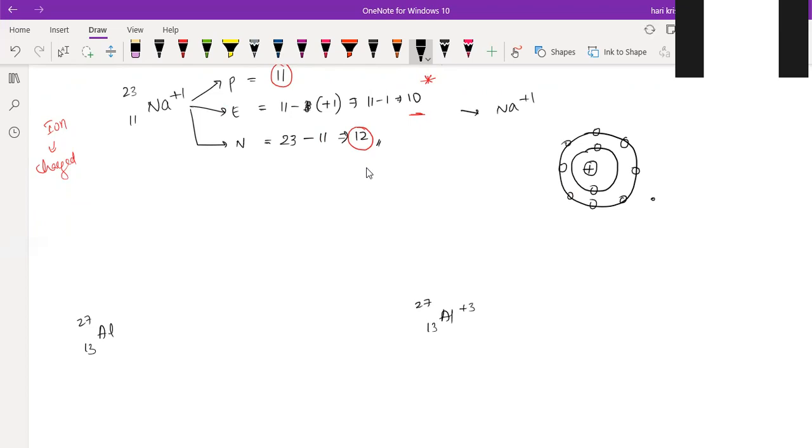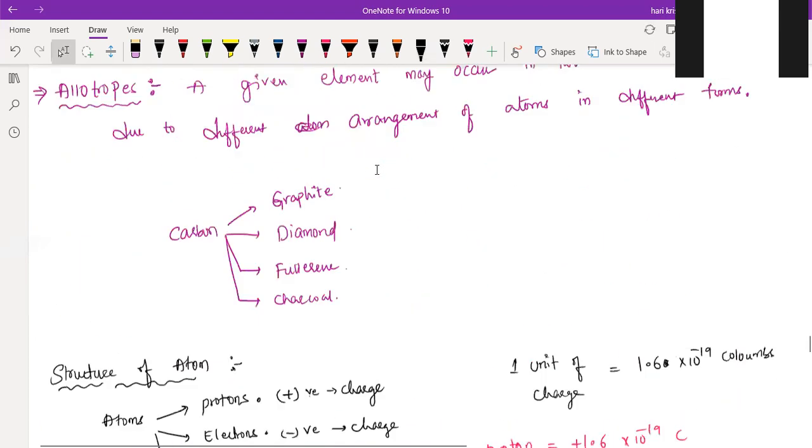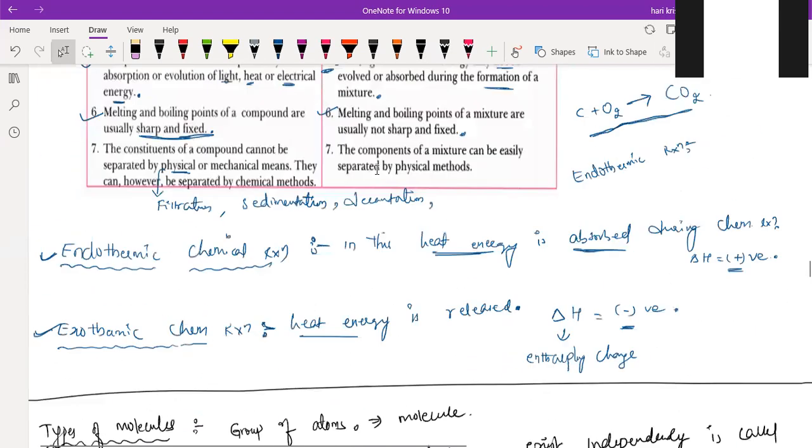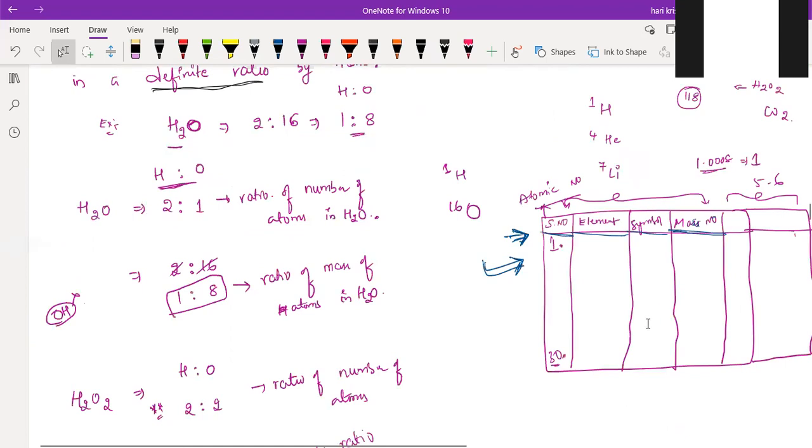And I have given some homework for you already. Write the tabular column of 1 to 30 elements, their mass number, atomic number, and all. Have you finished that homework? Long back I have given that one. Element symbol, mass number. Did you finish that homework? Yes, sir. Then how many of you remembered the mass number of 1 to 30 elements?